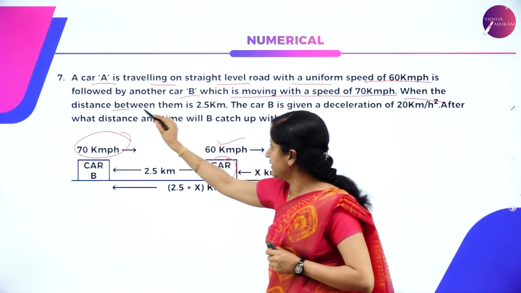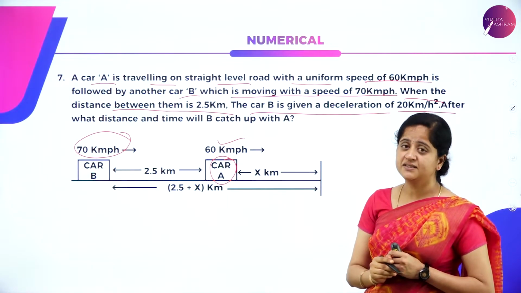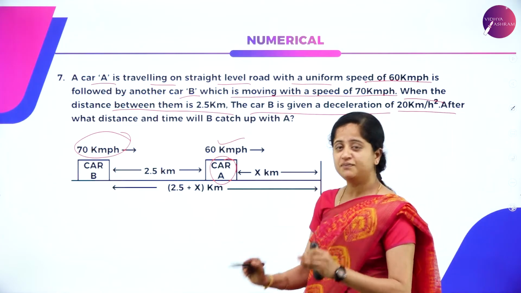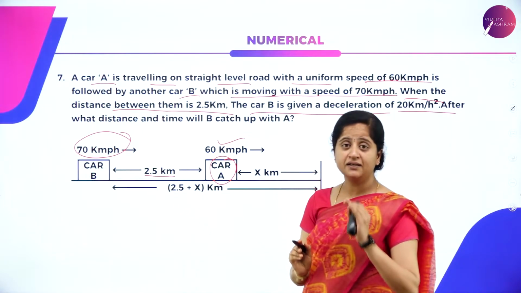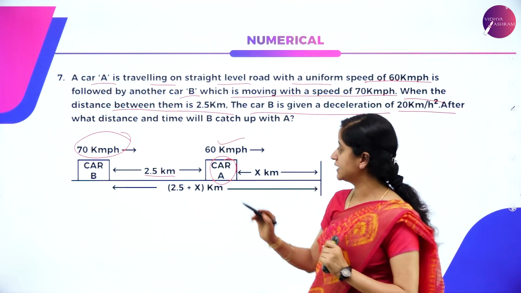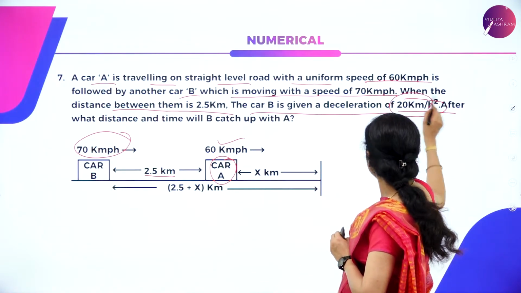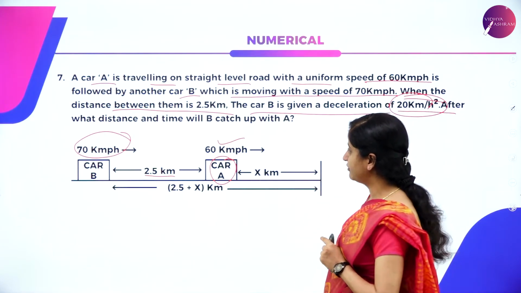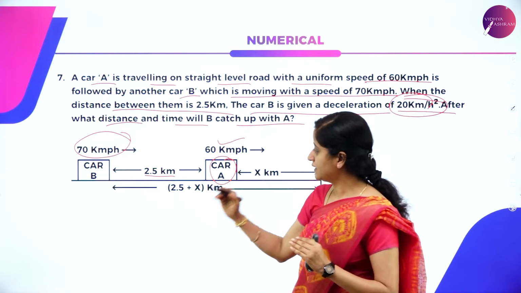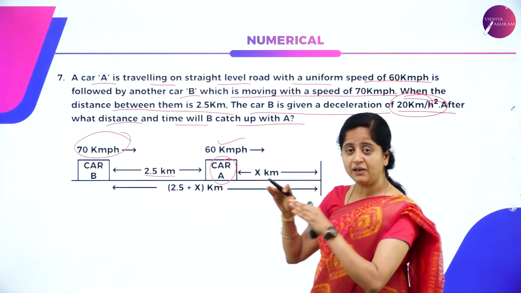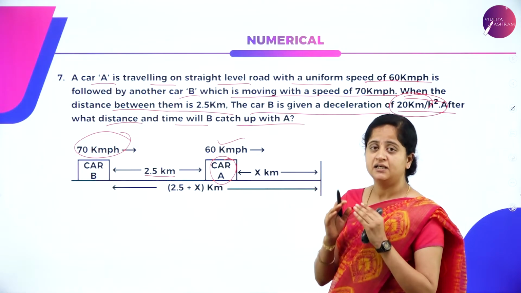When the distance between them is 2.5 km, car B is given a deceleration of 20 km per hour square, which means when the distance between car A and car B is 2.5 km, car B is given a deceleration, that is a retardation, of 20 km per hour square. After what distance and time will B catch up with A? What is the exact time when car B will come along with car A? When will car B catch up with car A is the question.